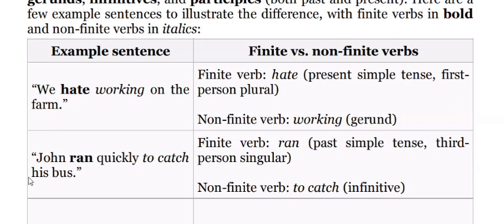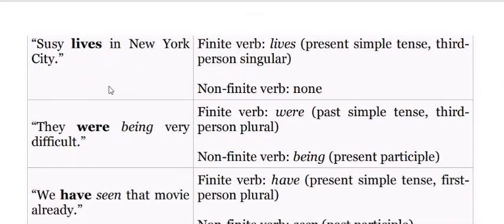Joe ran quickly to catch his bus. Finite verb: ran, past simple tense, third person singular. Non-finite verb: to catch, infinitive. Susie lives in New York City. Finite verb: lives, present simple tense, third person singular. Non-finite verb: none. Meaning, in this sentence we have no non-finite verb.